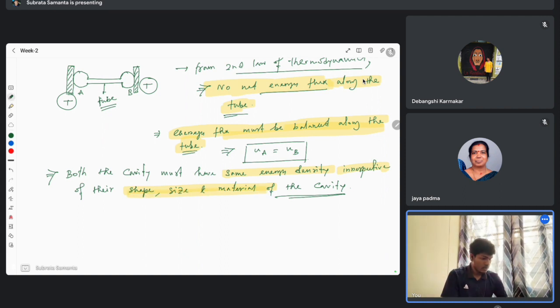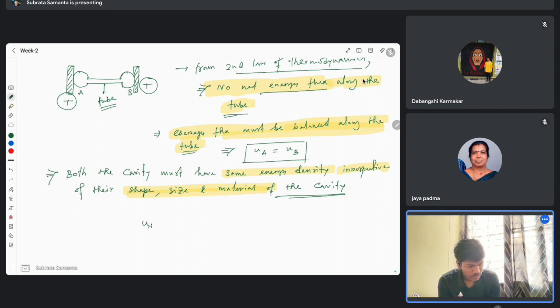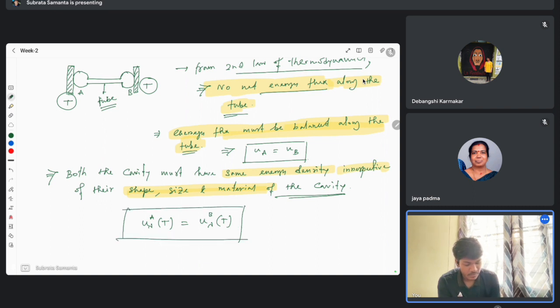In a similar way, we can also say that the spectral energy density is also the same. Because suppose you consider a tube that is so narrow that it only passes the wavelength lambda to lambda plus d lambda. Then u_lambda of cavity A at temperature T and u_lambda of cavity B at temperature T are also the same. So spectral energy density is also the same.